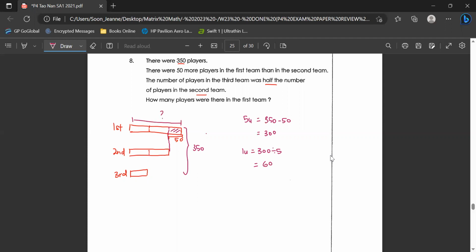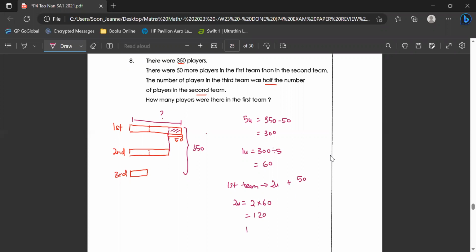So if you look at the first team, it is actually a value of 2 units plus 50. So what we're going to do is find out what is 2 units first. 1 is 60, so 2 units will be 2 times 60, 120.